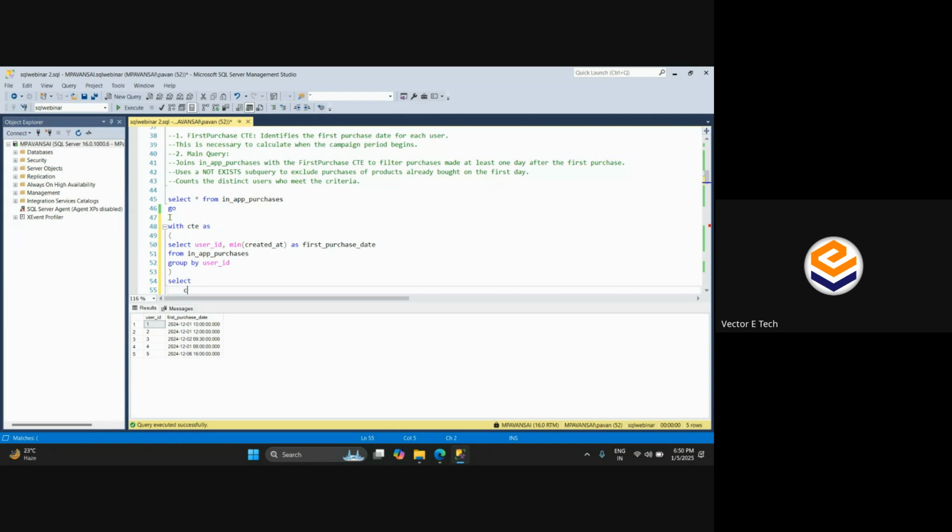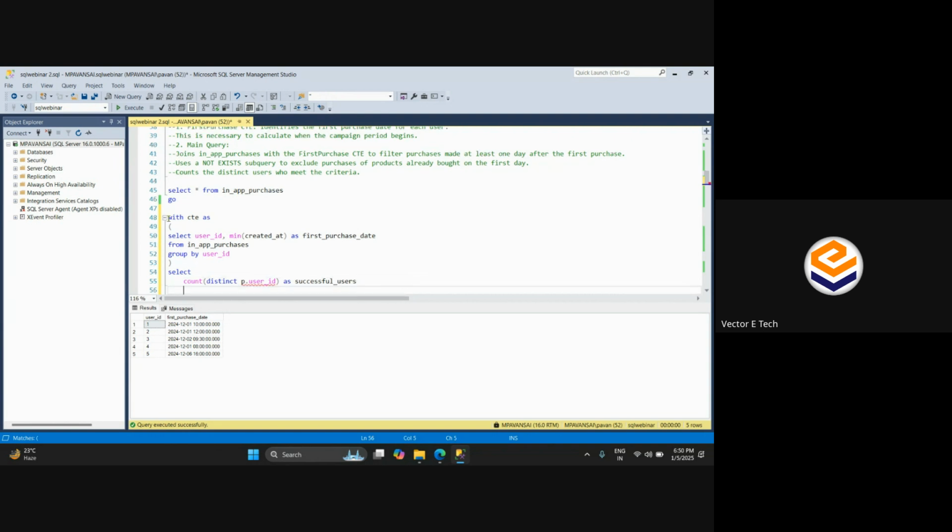What do we want to do? We need to count those people, or you could say distinct users, right? So in this again, we'll be using the same table. So what I'll do is I'll write p.user_id. Okay. I'll write it as something called successful_users, those who have passed our criteria.